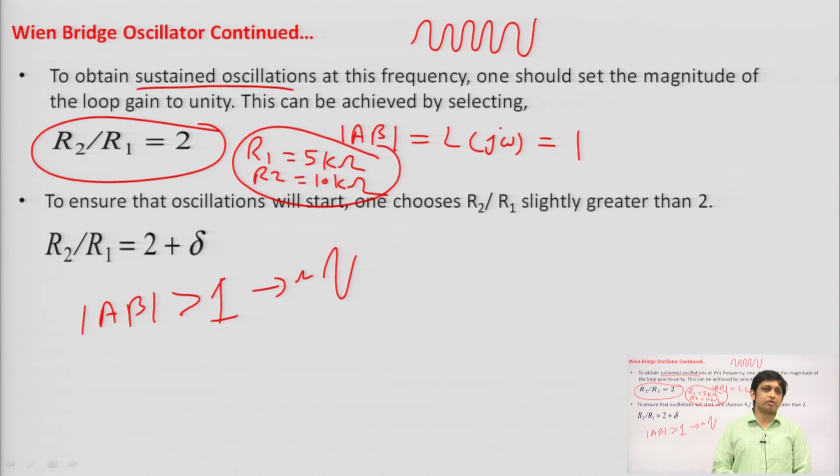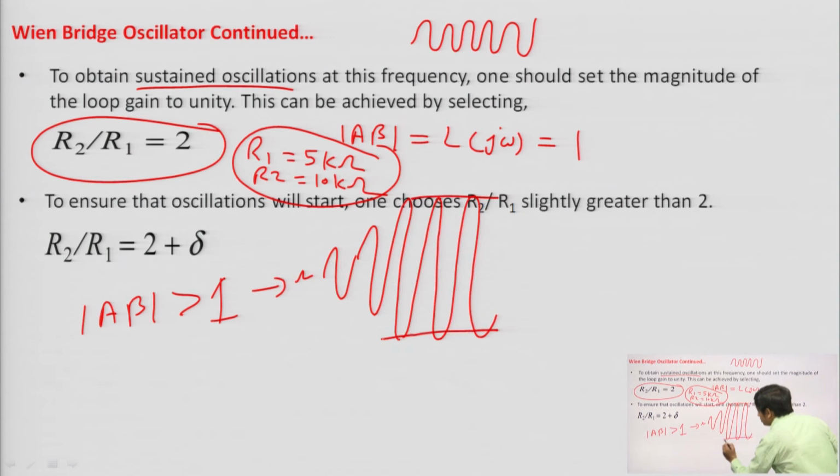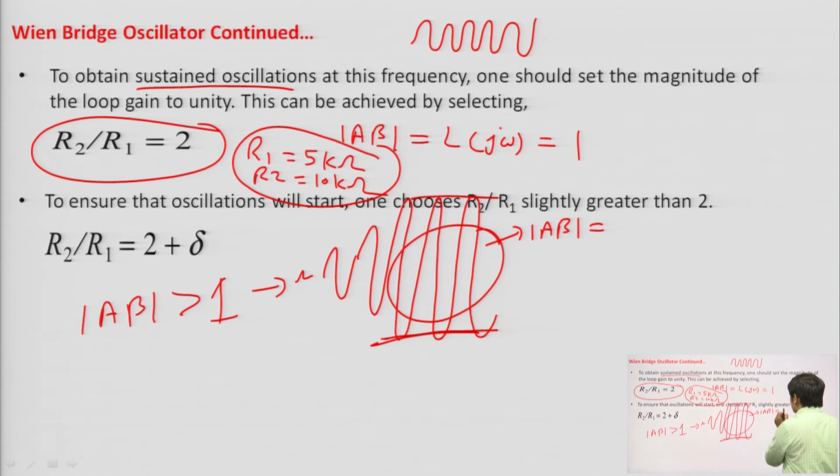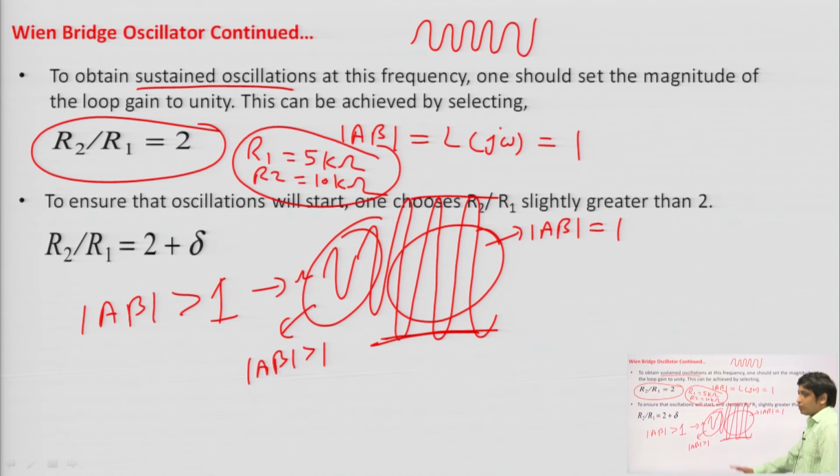The function of that limiter circuit is that initially your |Aβ| is greater than 1, and the amplitude starts increasing. When it reaches the desired amplitude, the limiter circuit will play its role. It will limit the amplitude. Once the amplitude is limited, your |Aβ| will become equal to 1, and for a growing amplitude |Aβ| will be greater than 1. So, both are important.